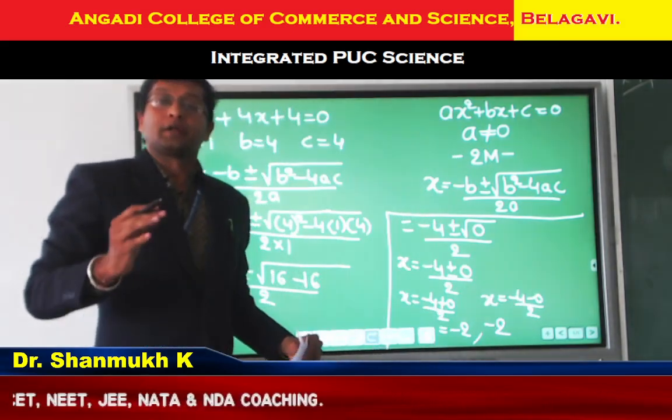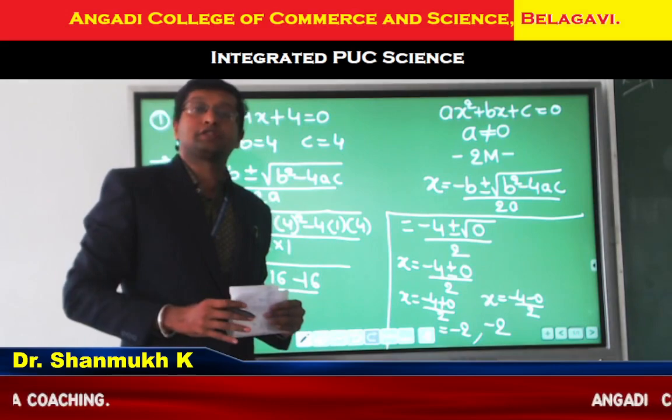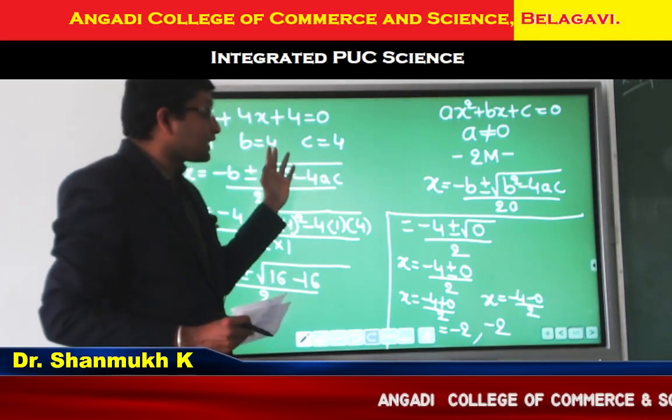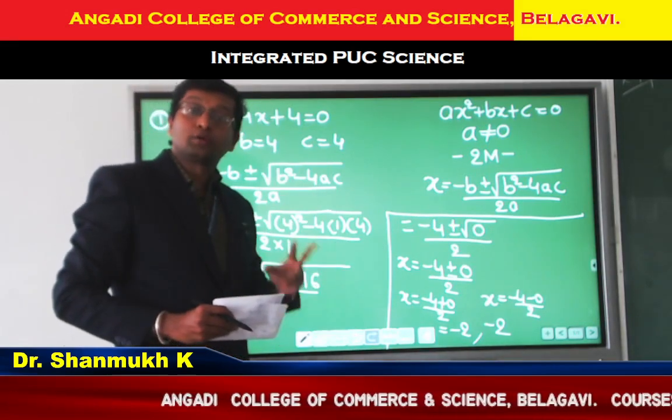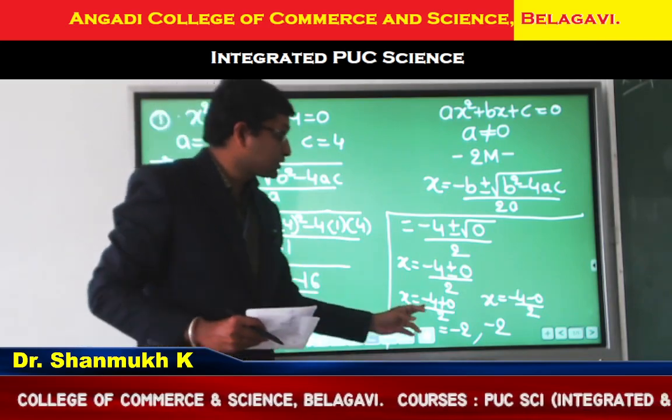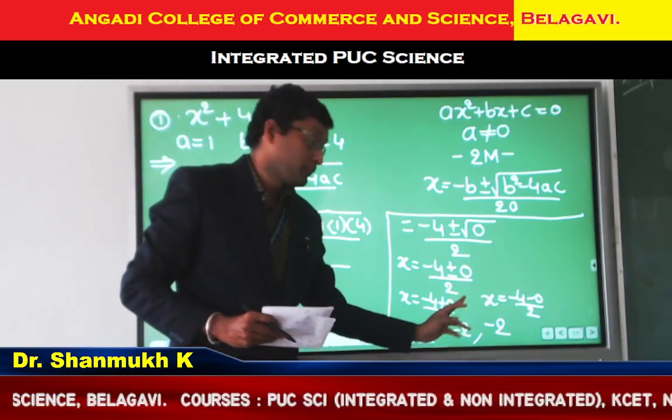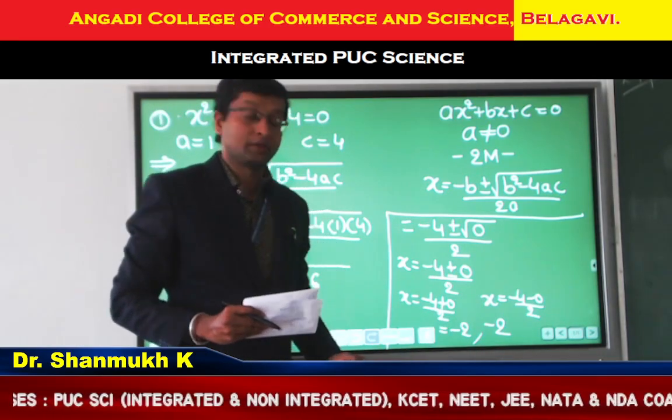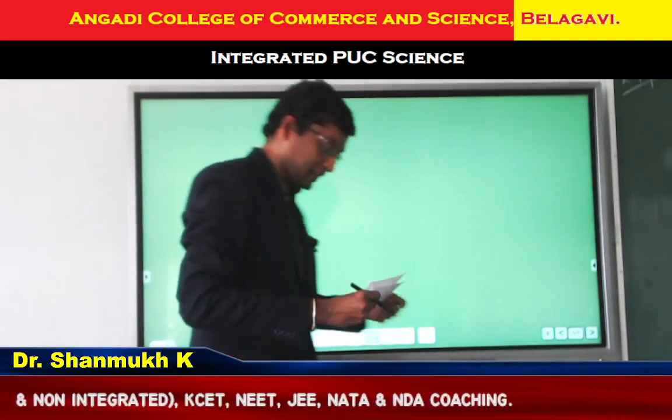Here, using the quadratic formula we have simplified. The quadratic equation leads to two solutions. Those two solutions are x equal to minus 2 and x equal to minus 2. So let us move to the second example.